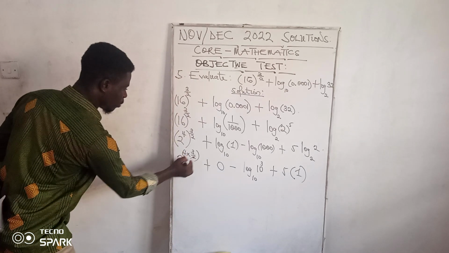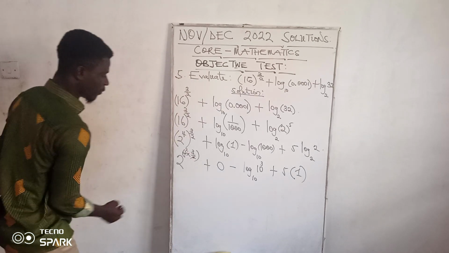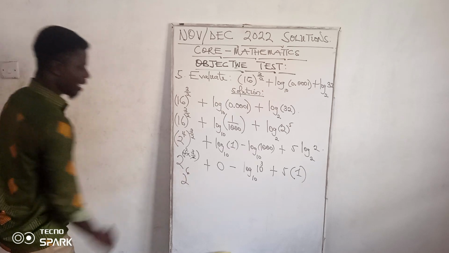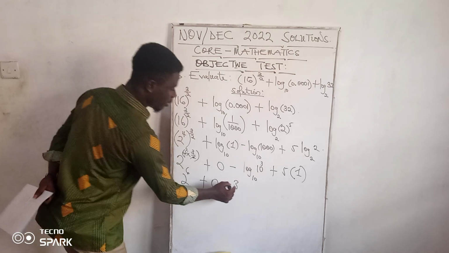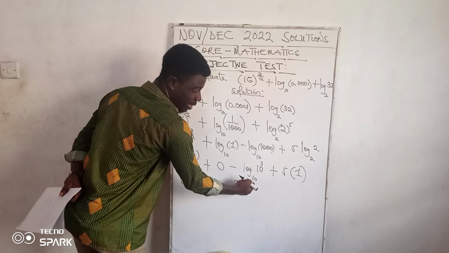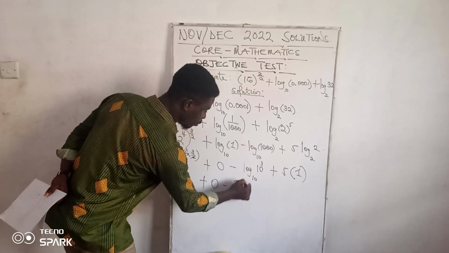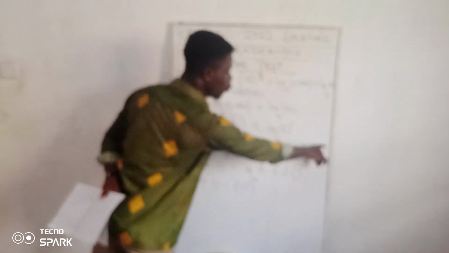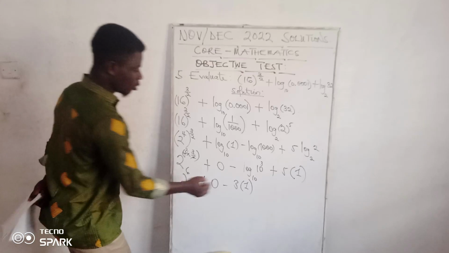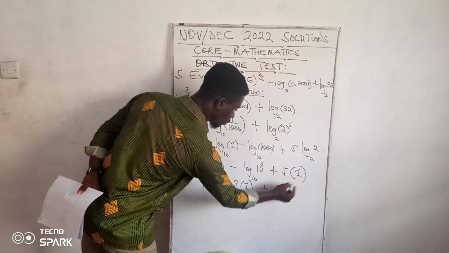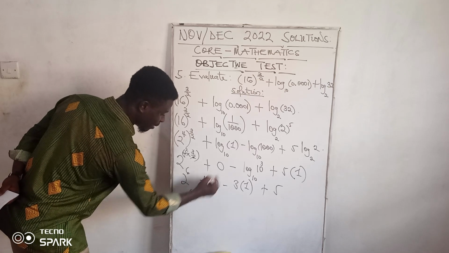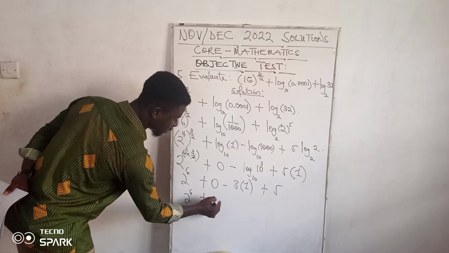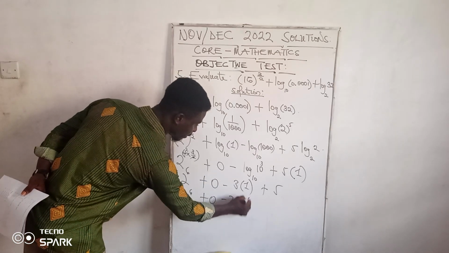So now here this one cancels, so I get 2 times 3 is 6. So I get 2 exponent 6. Then plus 0 minus, now this 3 comes down. Then log 10 base 10, you all know that is 1, because log 2 base 2 is 1. So I get plus 5 times 1, which is 5. So I have 2 exponent 6, then forget about the 0, or let's write plus 0 minus 3 times 1 is 3, then plus 5.